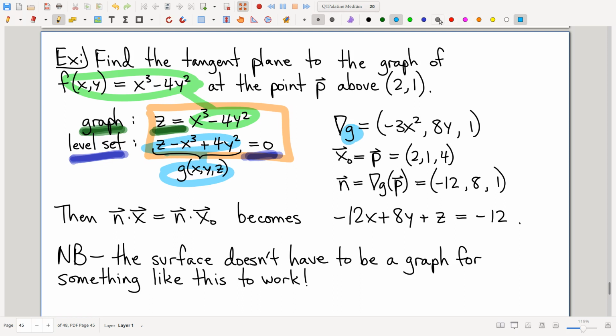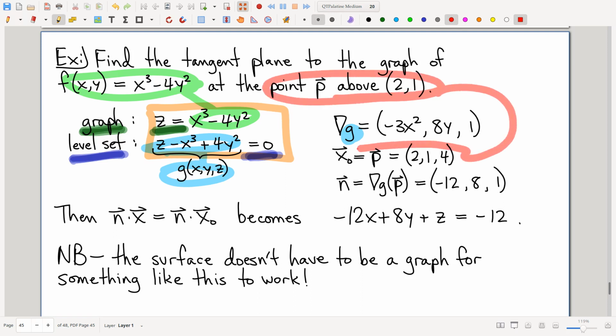Also, notice I give you a point 2, 1. That's a point in the plane. We're not interested in the point in the plane. We're interested in the point on the graph. And so you've got to figure out what is that corresponding point on the graph. Just like we talked about in that previous example. Again, make sure you're comfortable with that. Think through the details.